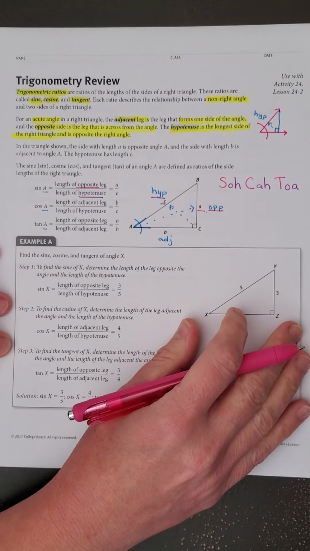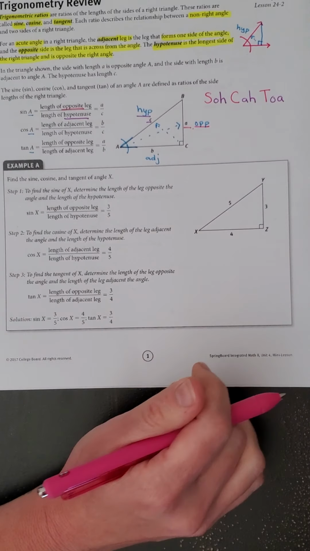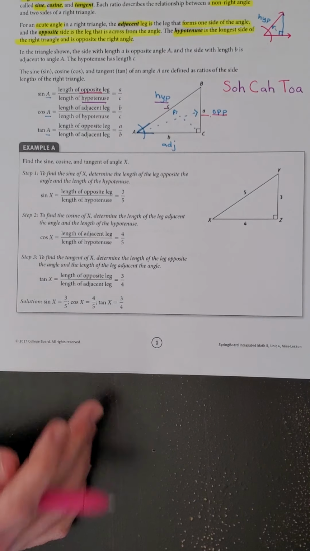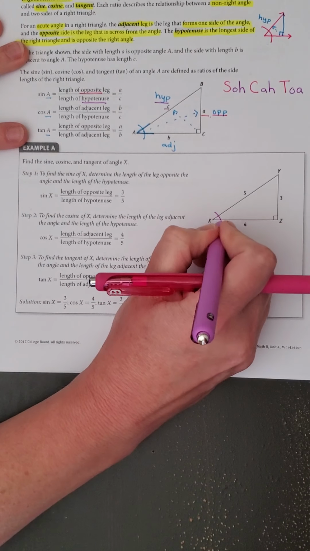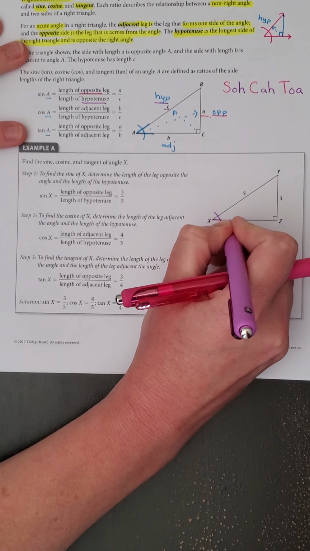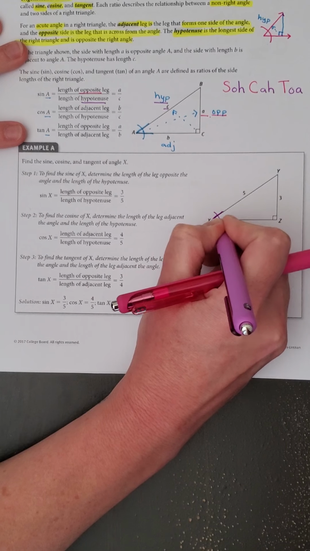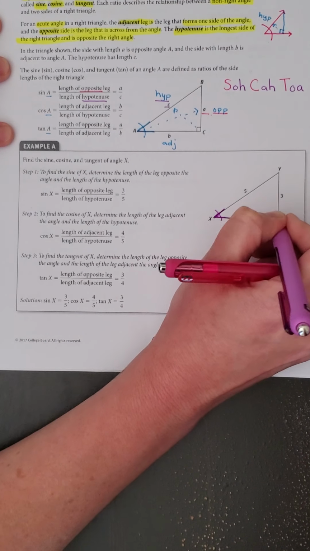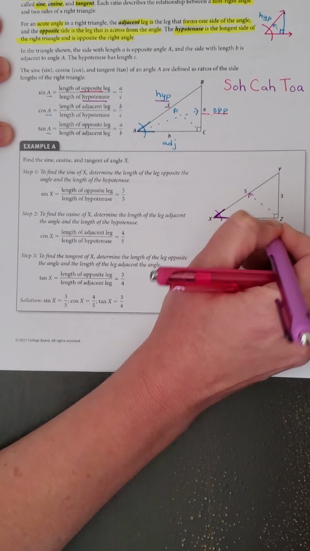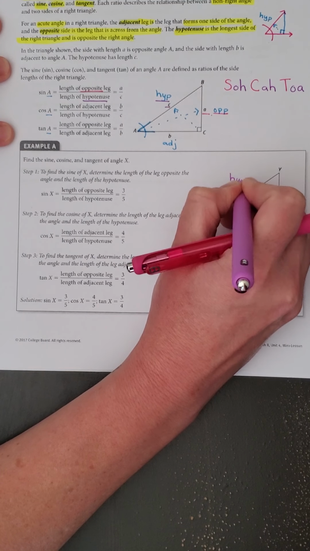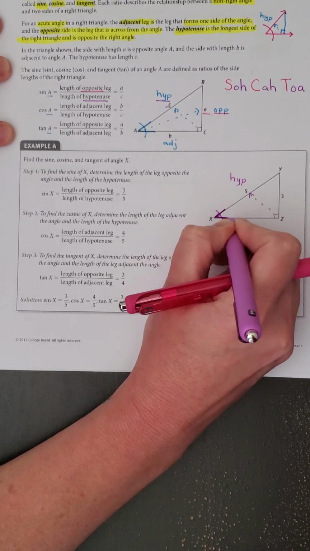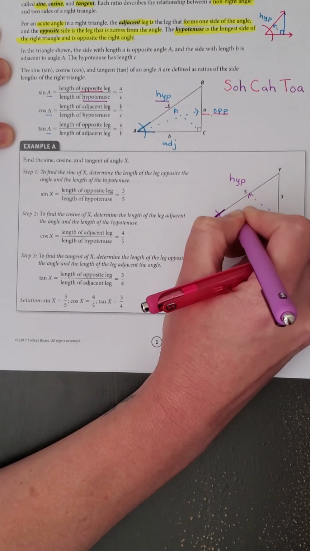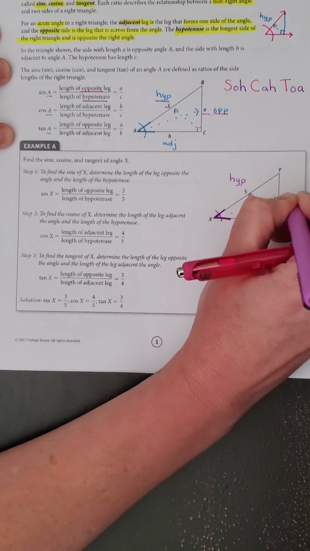All right, so example A. Find the sine, cosine, and tangent of angle X. Angle X is this angle right here. So I'm going to identify first: these are my two adjacent sides, so one of these is the adjacent, and one of them will be the hypotenuse. Here's my right angle, so my hypotenuse will be across from it. That makes this side that touches the angle the adjacent side, and the side across from it the opposite side.